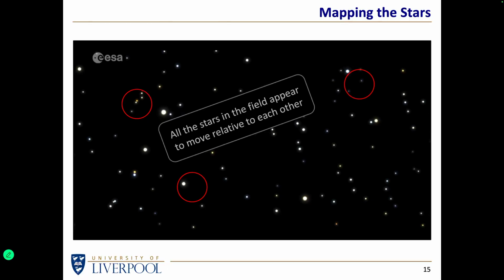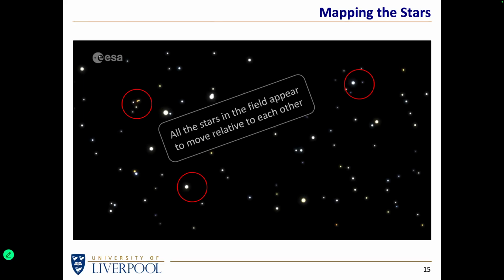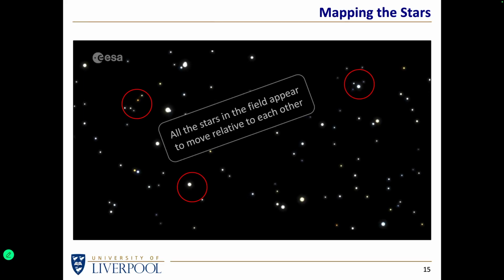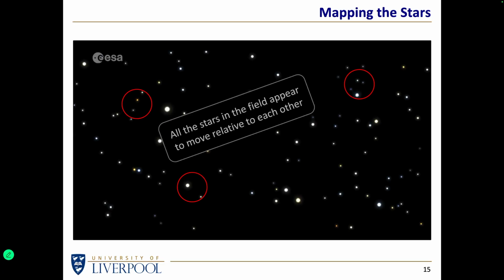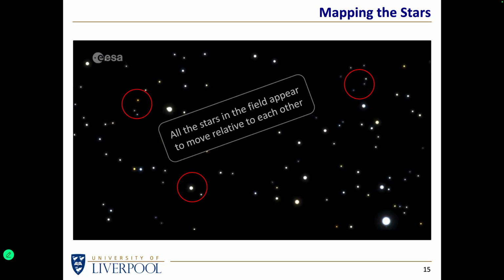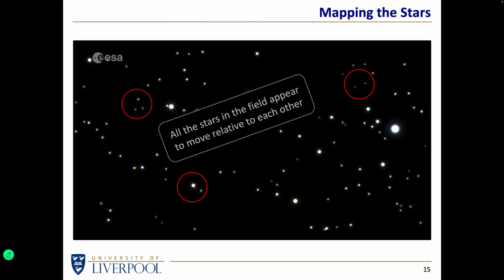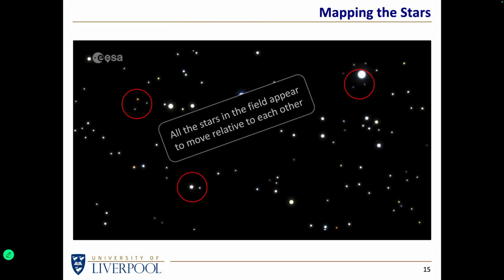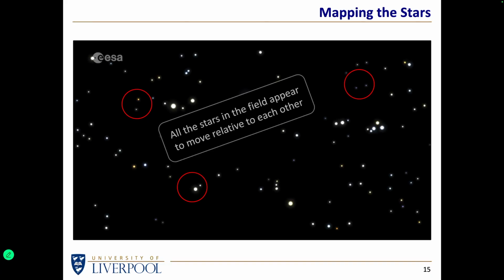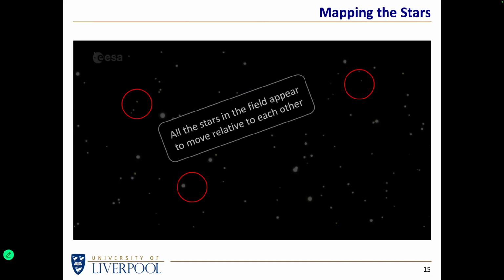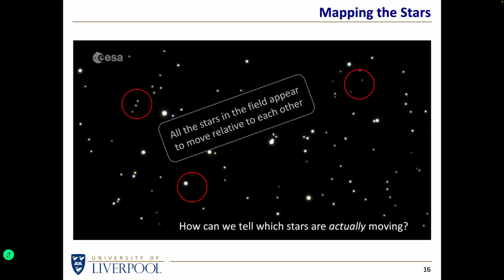Here, some red circles just make it easier to see that some stars don't appear to move much, and some stars appear to move a great deal. It's all a question of their distance. The most distant stars will not appear to move much as the Earth moves around the Sun. The closer stars will appear to move a quite considerable distance. So how can we tell which stars are actually moving when they all appear to be moving relative to each other?